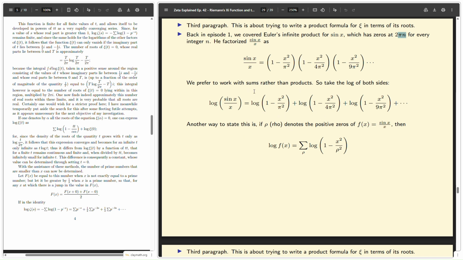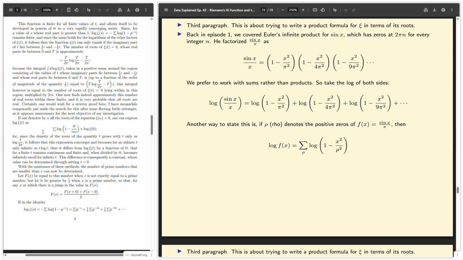Another way to state this formula right here is that if the Greek letter rho denotes the positive zeros of this function, so f of x equals sine of x over x, then log of f of x is equal to the sum over rho of log of 1 minus x squared over rho squared. Because remember, it has zeros at every pi n. So pi n squared is pi squared, then 4 pi squared, then 9 pi squared, and so forth. So this can be written like this if you want to make it more abstract.